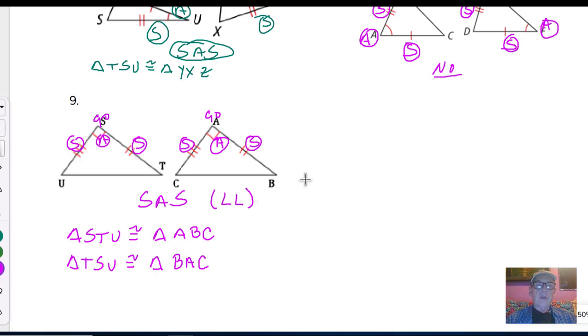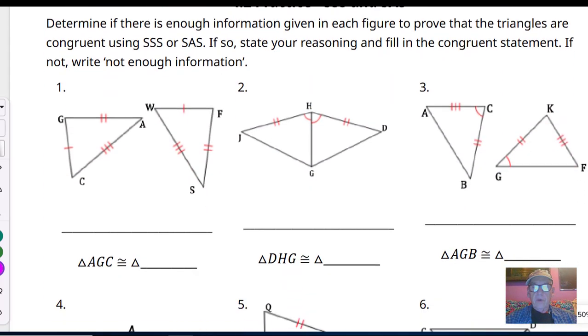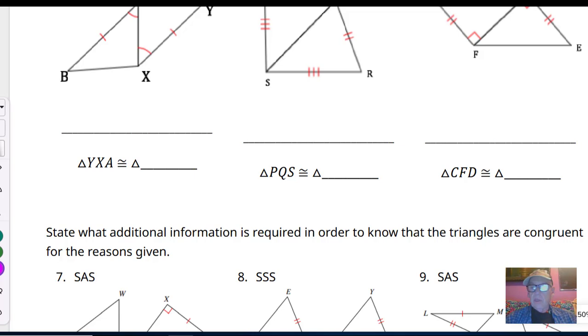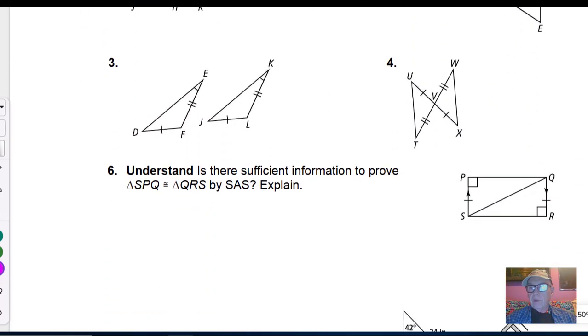Okay, so these are the guided notes for the side-side-side and side-angle-side congruence theorems, congruence shortcut theorems. Your assignment is to complete these pages for next class.